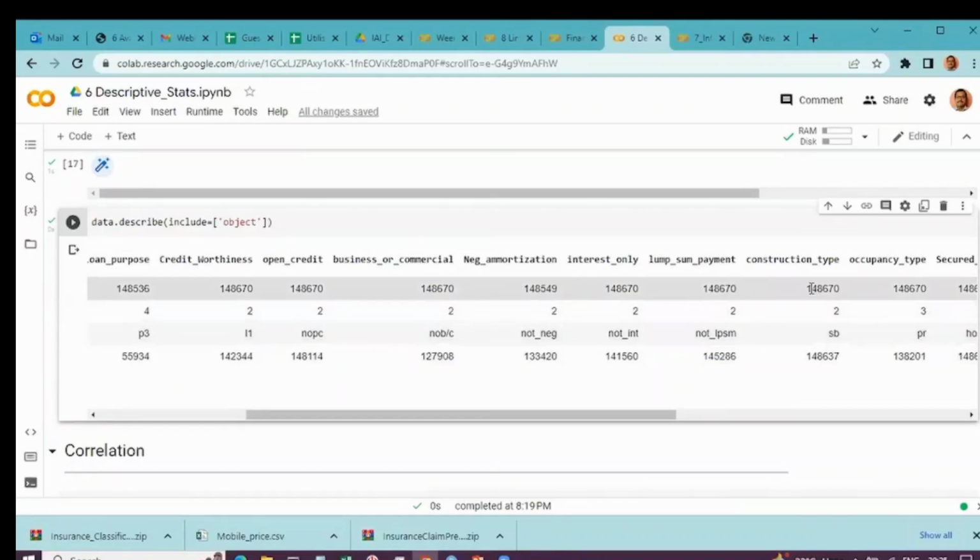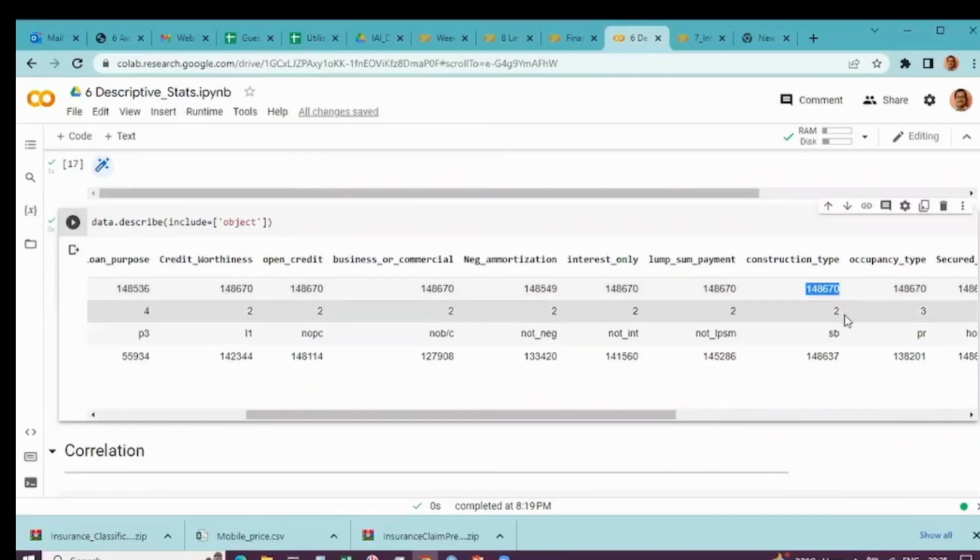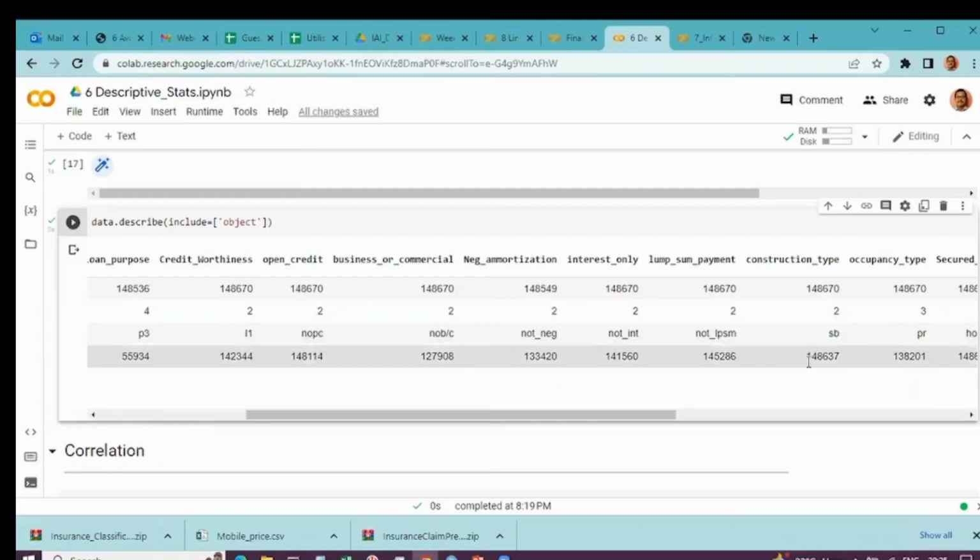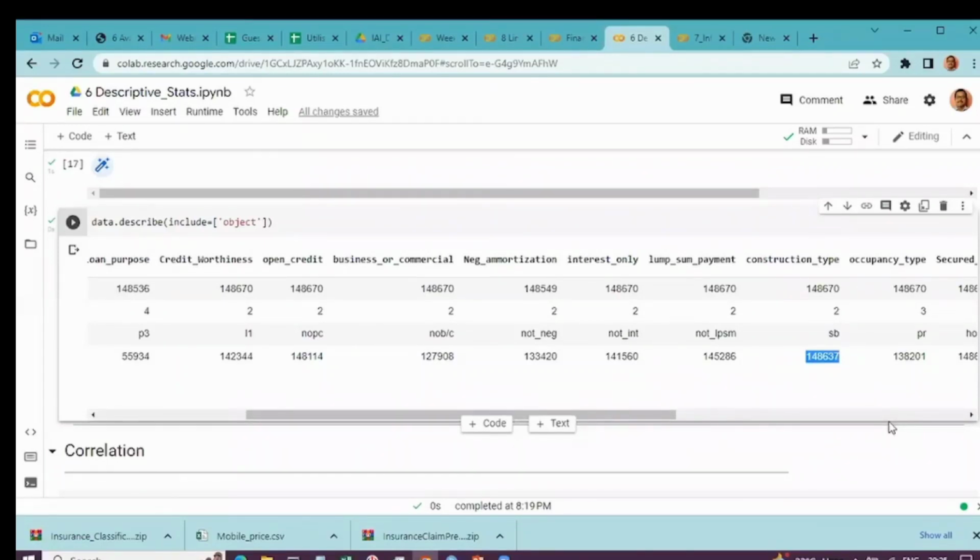Construction type. Totally 1,48,670 records. The maximum, only two categories. The maximum occurring category is SB, whatever it is. It is having 1,48,637 records. So looks like only 33 records are in the other category. Only 33 observations are there in the other category. If it is only 33 observations, then it may not give you any kind of mileage. So there are two ways here.